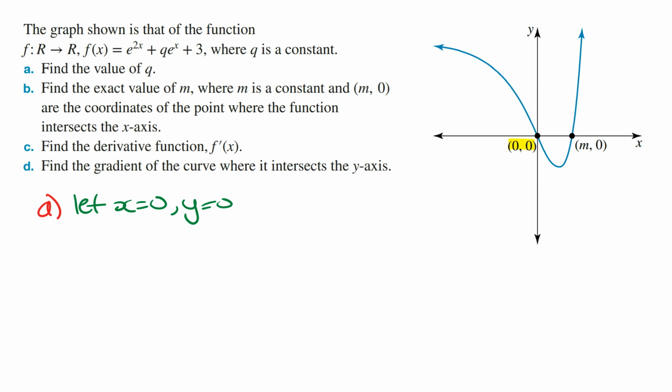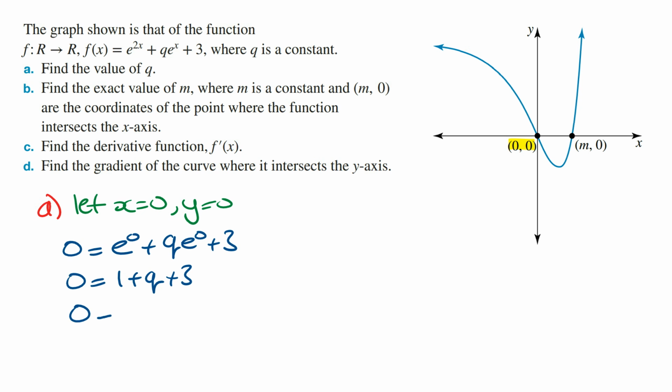And so if we let x is equal to 0 and y is equal to 0, subbing this into the rule of f of x, we're going to get 0 is equal to e to the power of 2 times 0, which is e to the 0, plus q times e to the 0, and then plus 3. Anything raised to the power of 0 is equal to 1. And so this is going to be 0 is equal to 1 plus q plus 3. Simplifying this, 0 is going to equal 4 plus q, and so therefore solving for q, q is going to be minus 4.